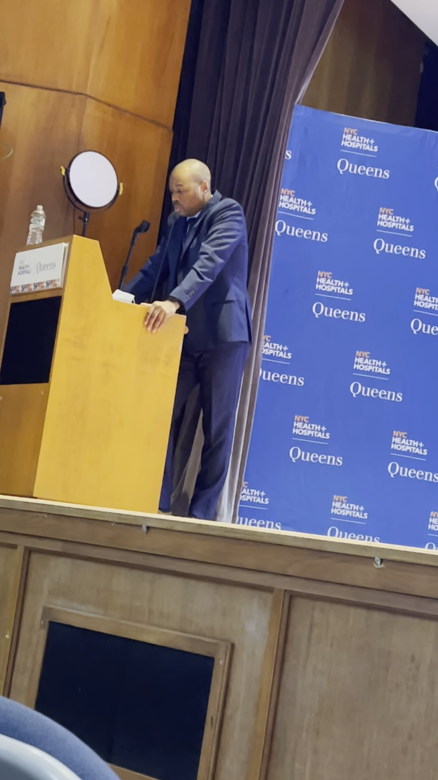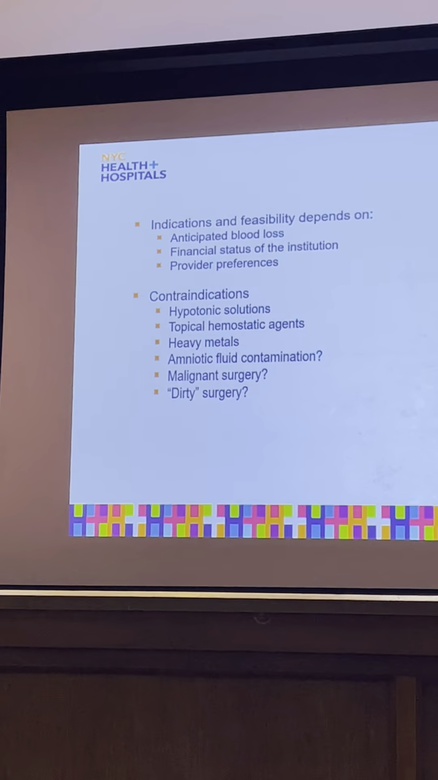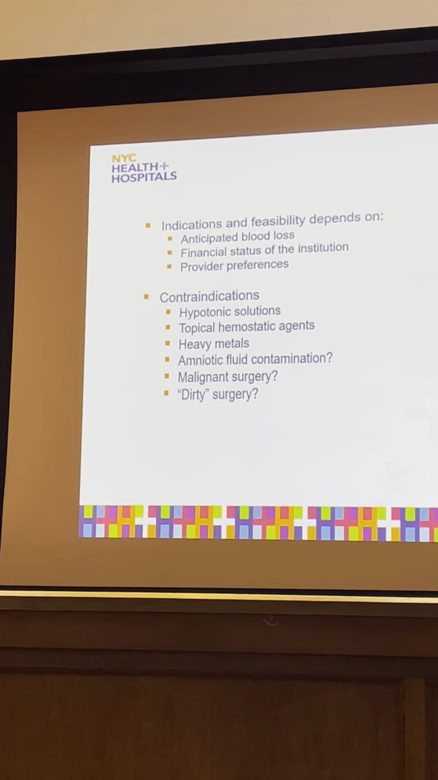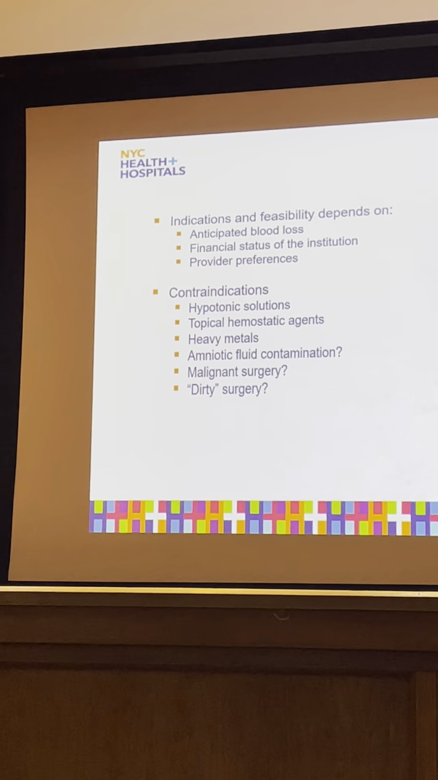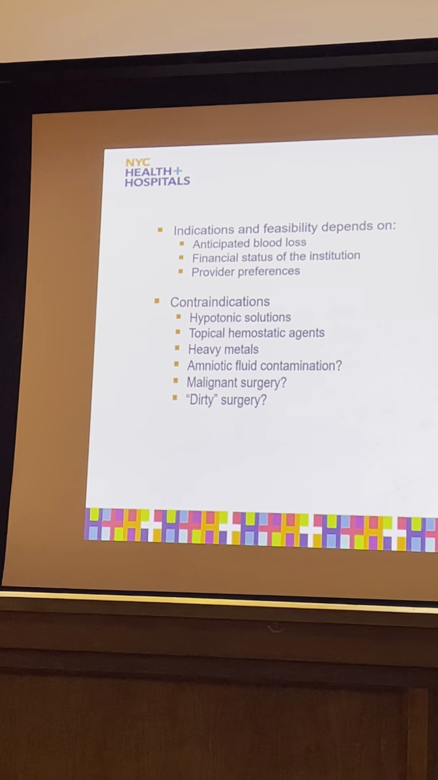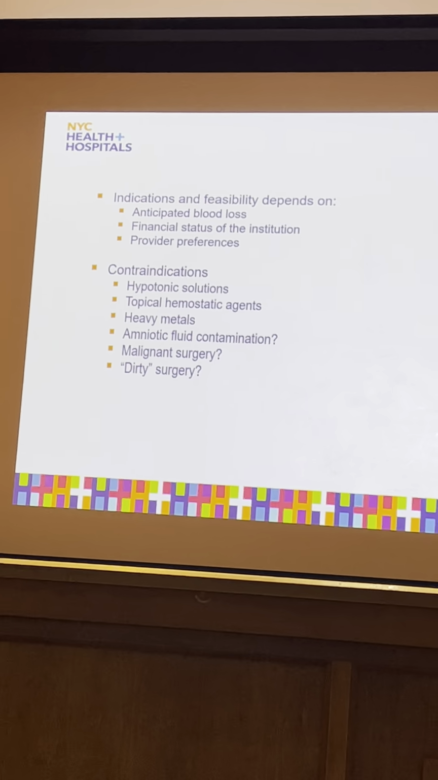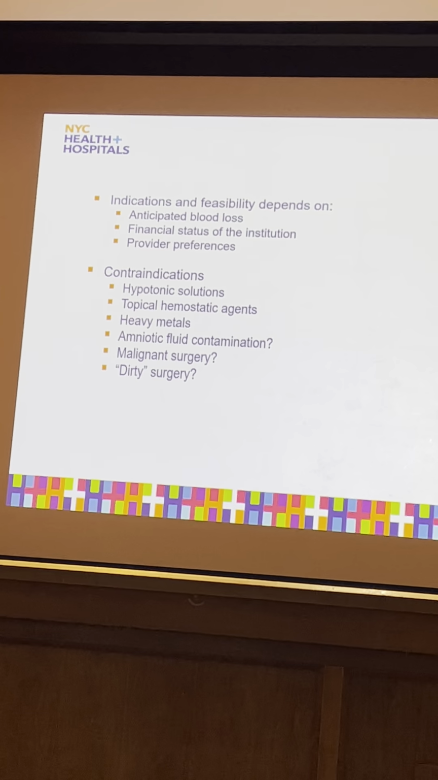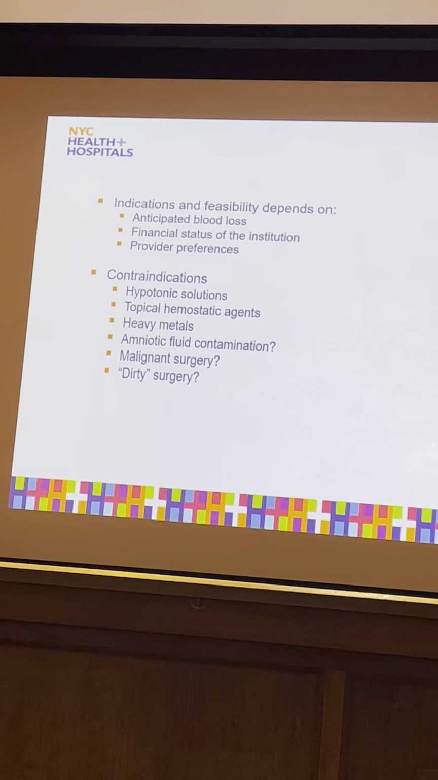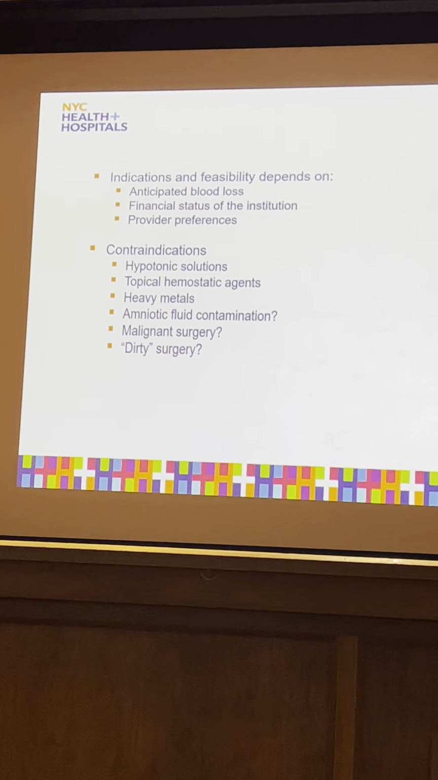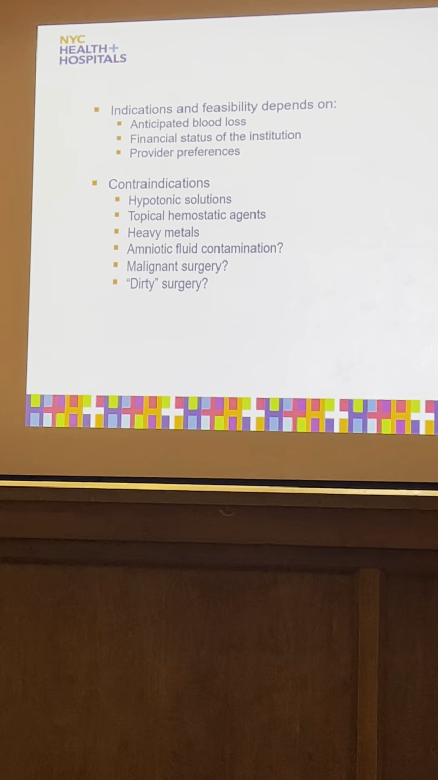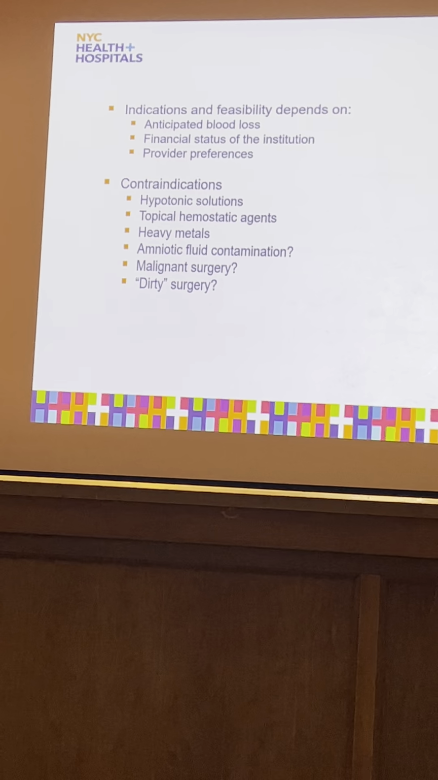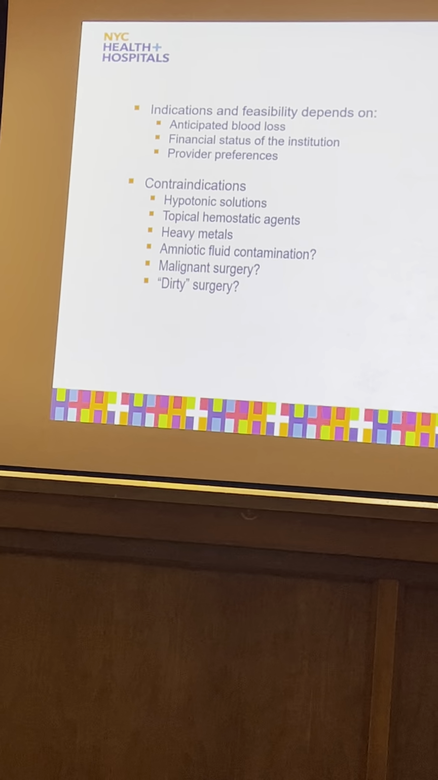So what are the indications and feasibility? It all depends on the anticipated blood loss, financial status of the institution, provider preferences, and then there are multiple contraindications, such as using hypotonic solutions, hemostatic agents, heavy metals. And I put a question mark by the amniotic fluid contamination, malignant surgery, and dirty surgery, because even though it's almost intuitive to avoid cell salvage in those situations, the studies don't support it like you might think. Say malignant, so the patient has a cancer, it doesn't preclude you from actually using cell salvage.